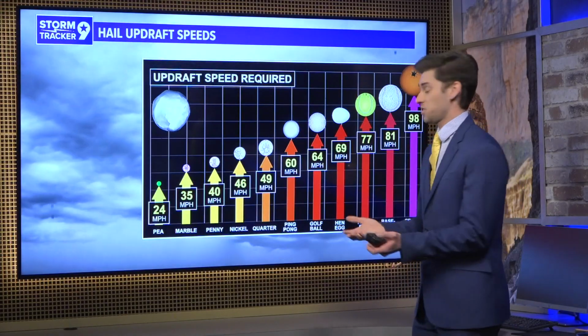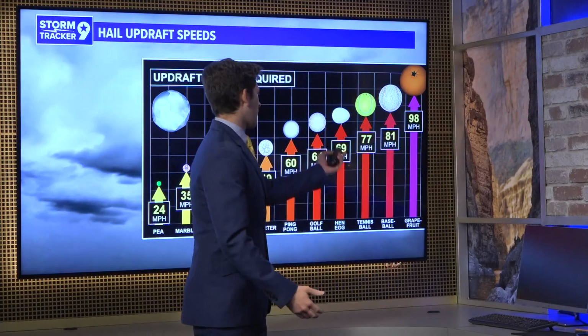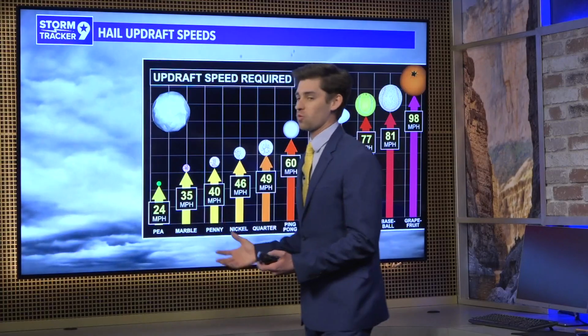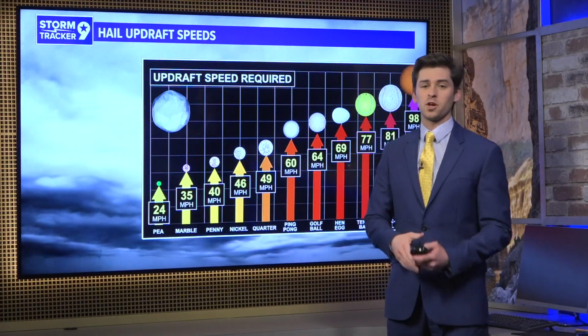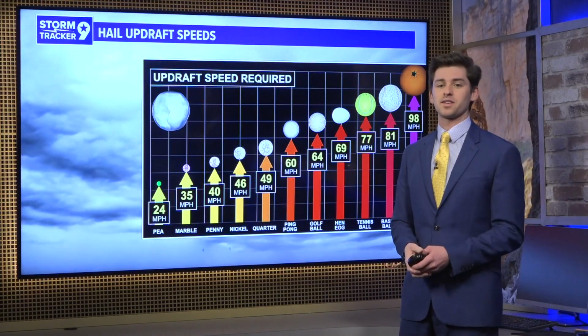updraft strengths that strong. We don't see updraft strengths close to 100 miles per hour. They do happen, but it's very, very rare, which is why we typically don't see grapefruit-sized hail. Most people will never experience that in their lifetime, which is a very good thing.